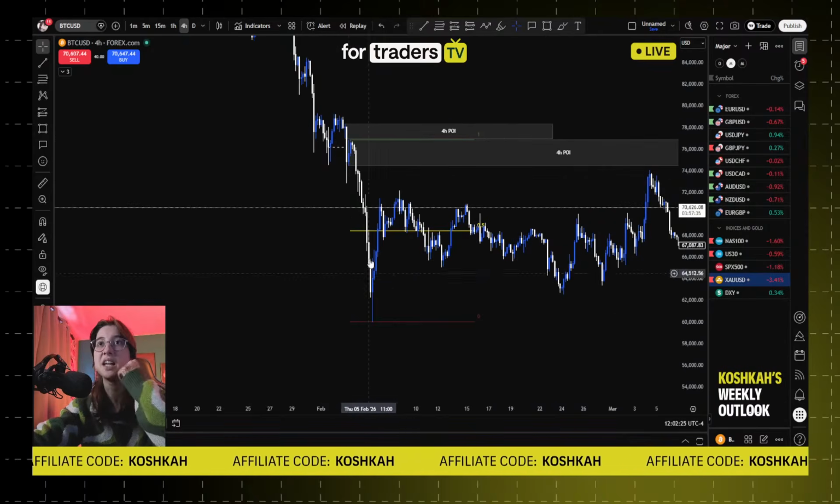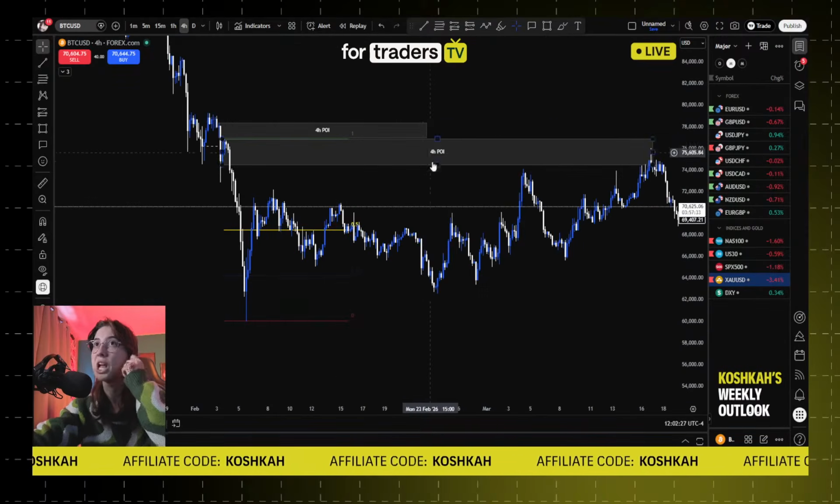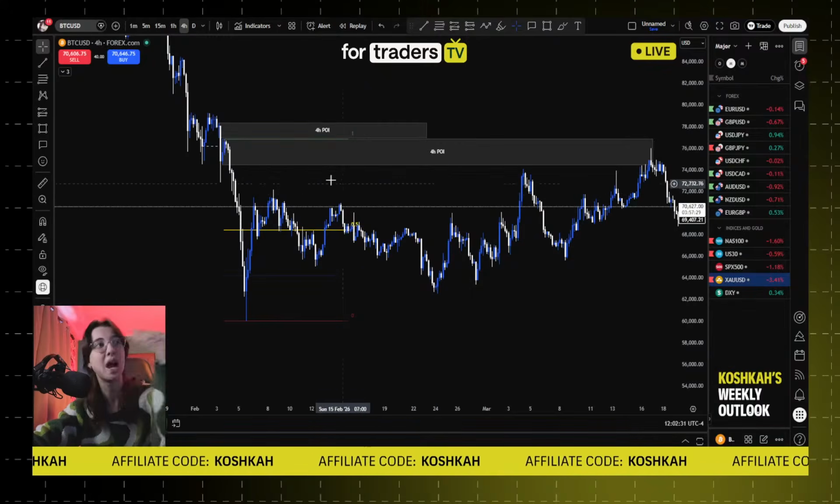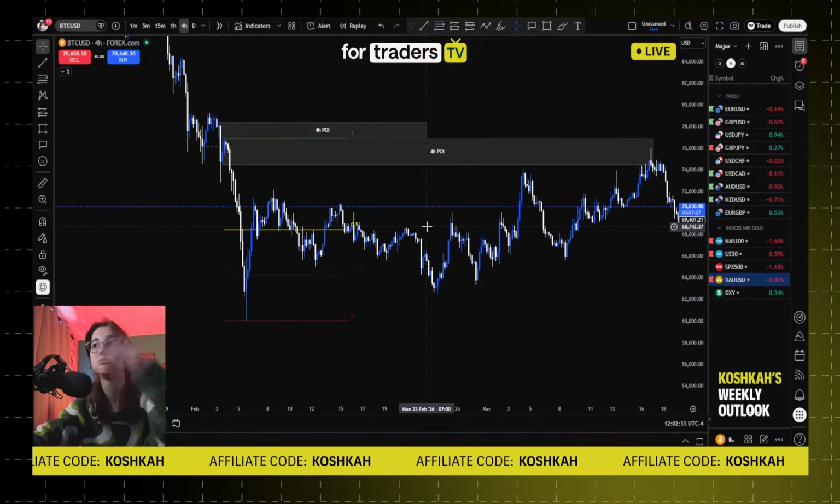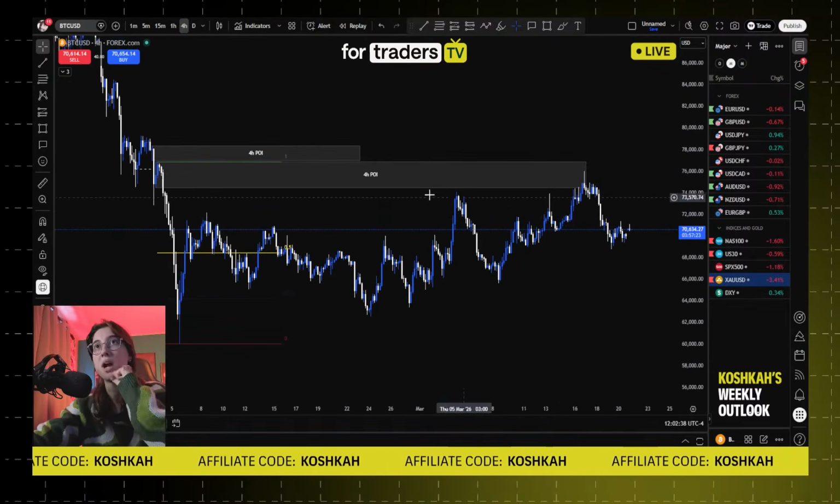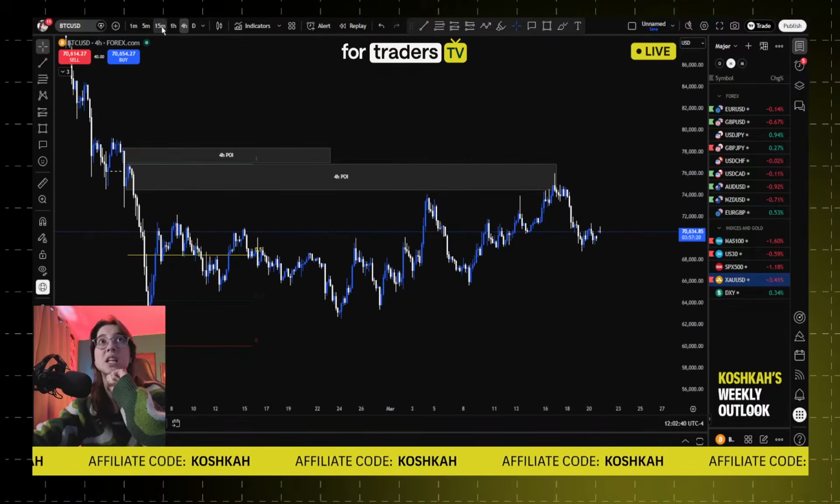So basically this high, this low, and this is the previous range. We had a 4-hour POI. I was saying that Bitcoin is bearish. Okay, so we have a bearish range. And we identified right here a 4-hour POI. So basically the 4-hour POI got mitigated.